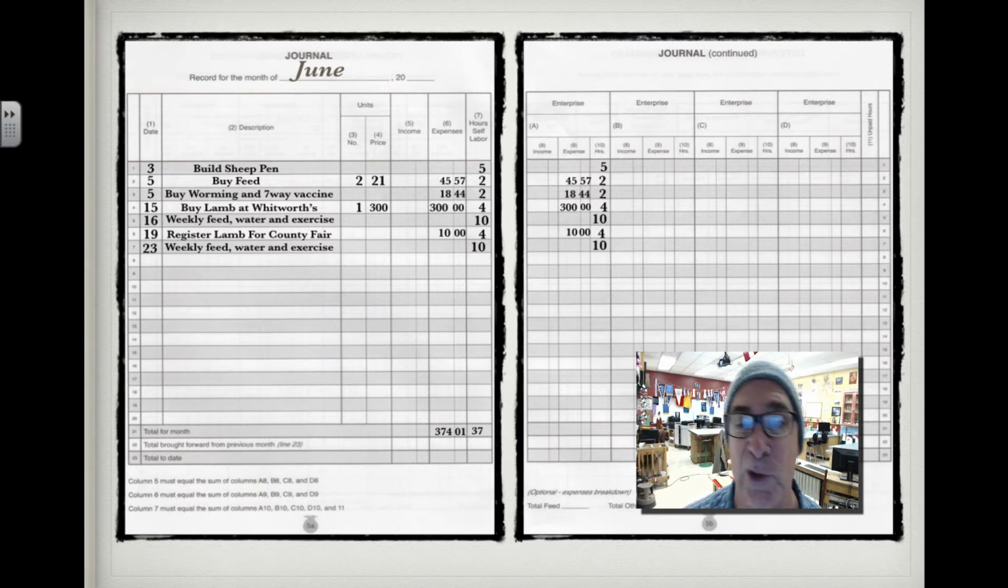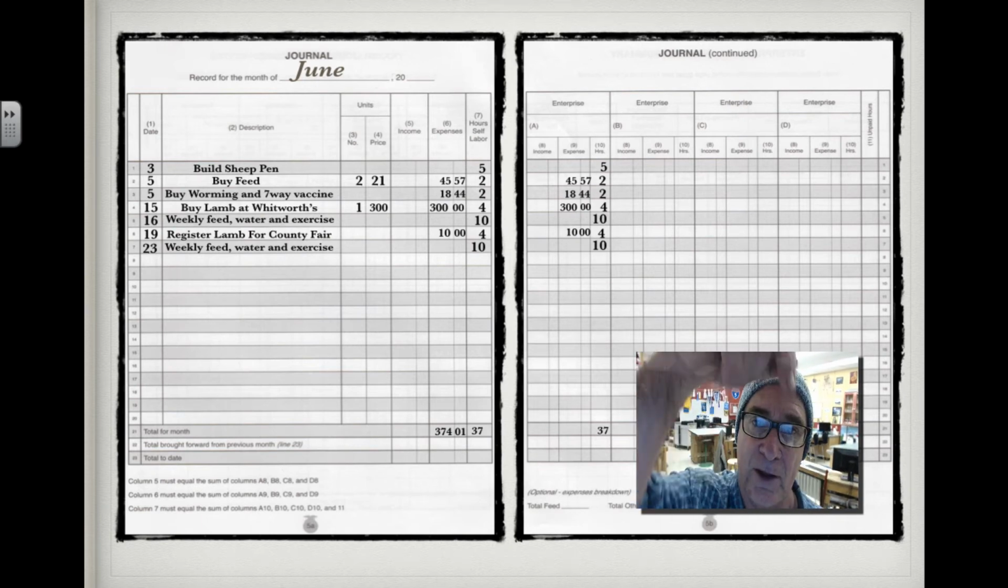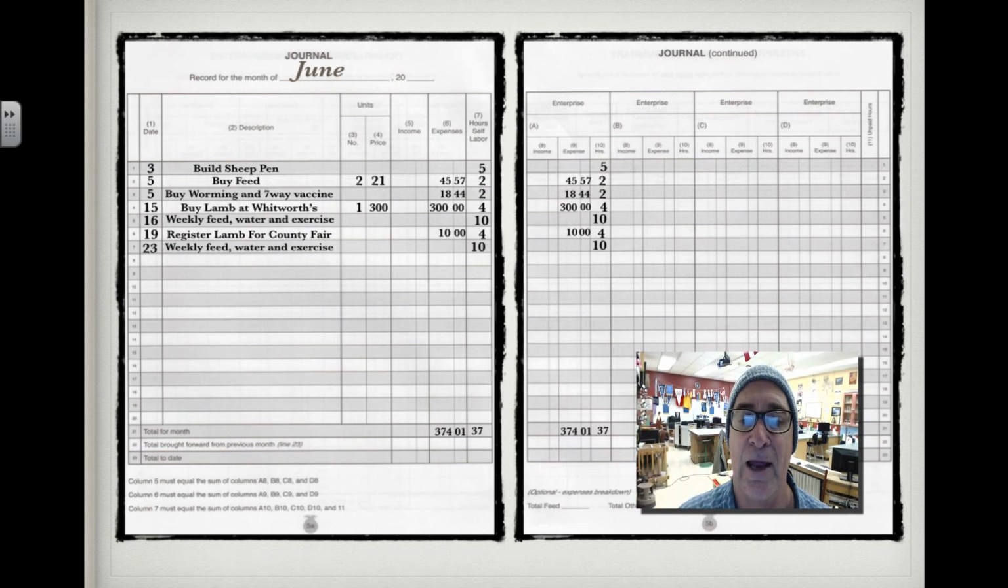Now what you're going to do is go to the enterprise ledger side and do the same calculations. That way you can balance each one of them. So 37 on the right side, 37 on the left side, and 374.01 and 374.01. So now your books are balanced.